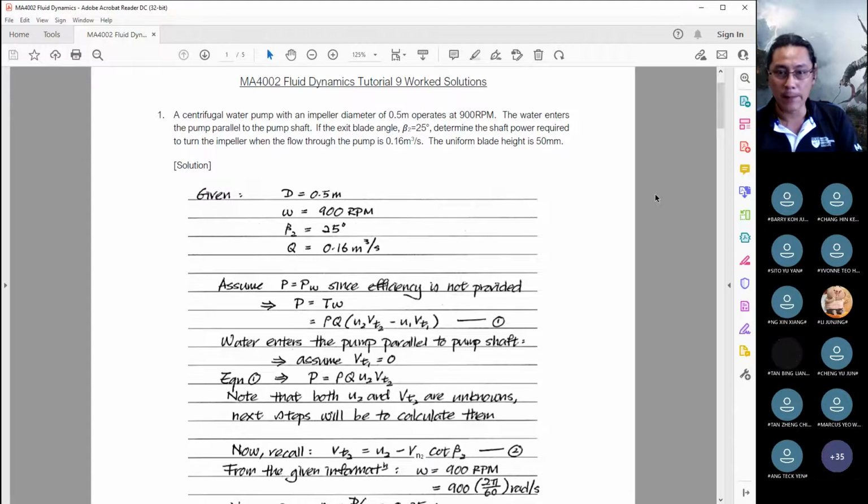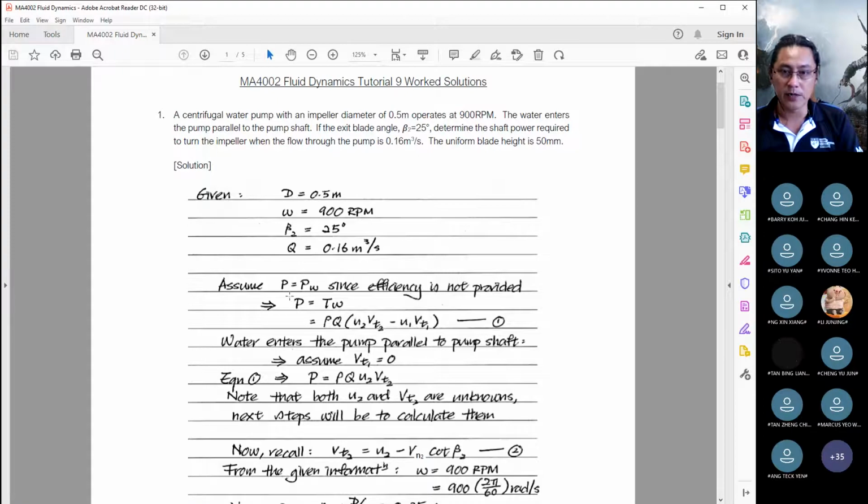Now, the exit blade angle is beta 2. If it's the inlet or entry blade angle, it will be beta 1. We are told that the exit blade angle beta 2 is equal to 25 degrees, and we need to determine the shaft power required to turn the impeller when the flow through the pump is 0.16 meter cube per second. Last but not least, the blade height is uniform throughout, from the inlet all the way to the outlet, at 50 mm. So about 2 inches high.